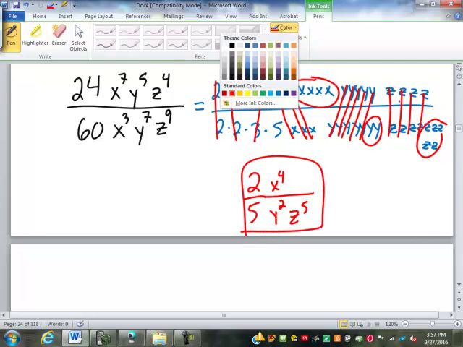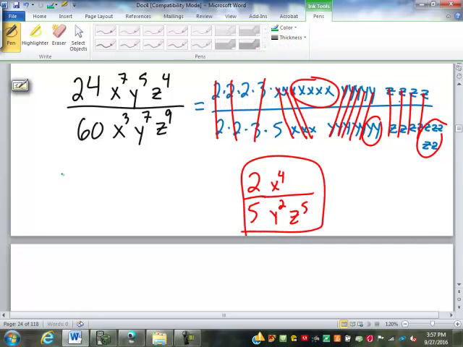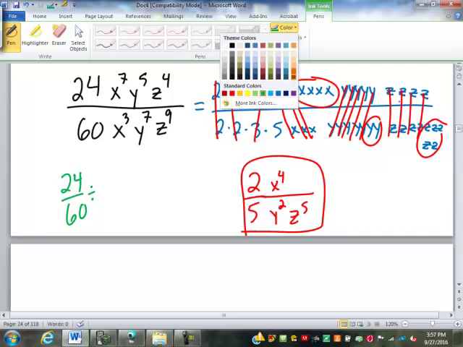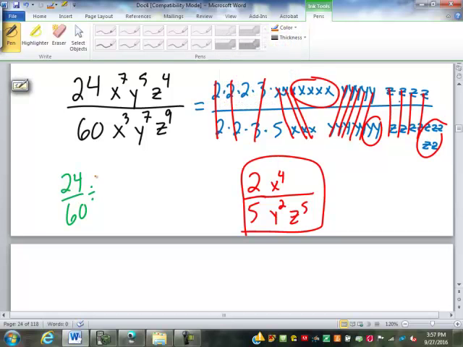Well, let's look up here. If I had just reduced 24 over 60 as numbers, what would I get? They can both be divided by what? 6 works. 24 divided by 6 is 4. 60 divided by 6 is 10. I can still divide by 2. Give me 2 over 5. Is that my numerical part down here?